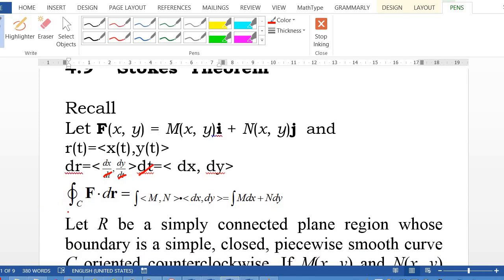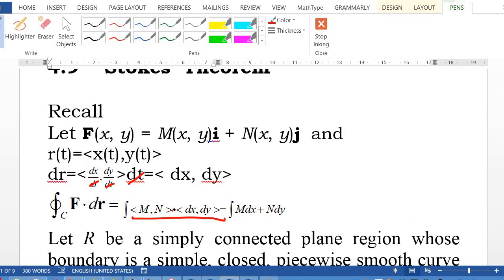Recall the line integral of a vector field: the integral of F dot dr along the curve C defined by the vector-valued function r(t) equals x(t)i plus y(t)j. To evaluate it, take the vector F, meaning Mi plus Nj, dot with dr, which is dx i plus dy j. You get the integral of M dx plus N dy. In the previous lecture we showed that the line integral of a differential form is equivalent to the line integral of a vector field.